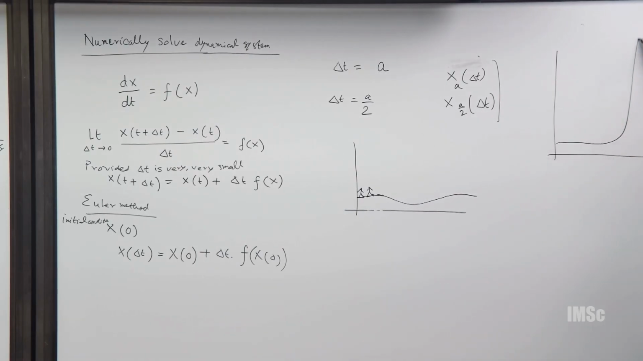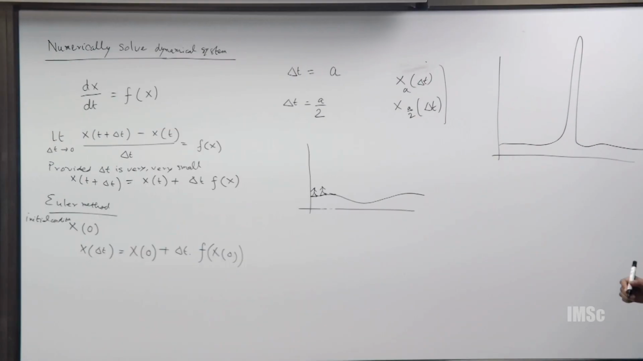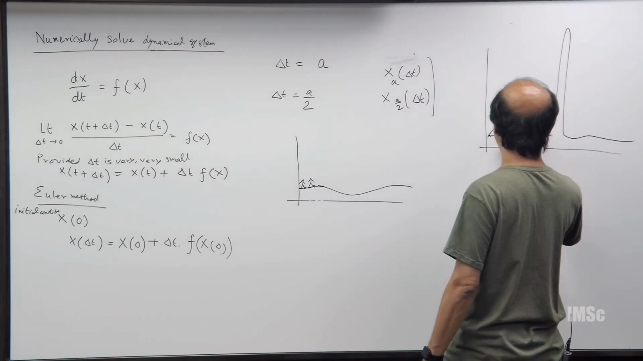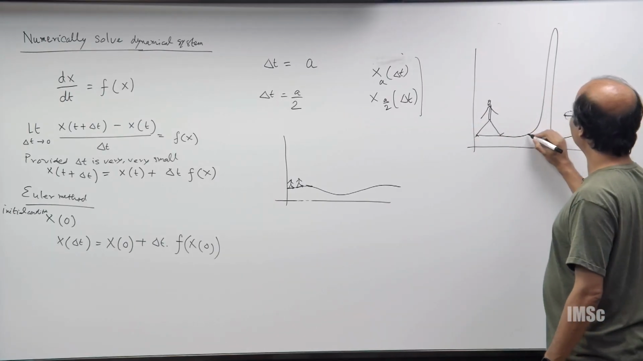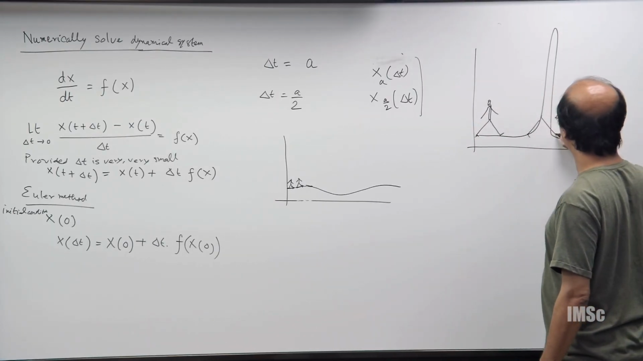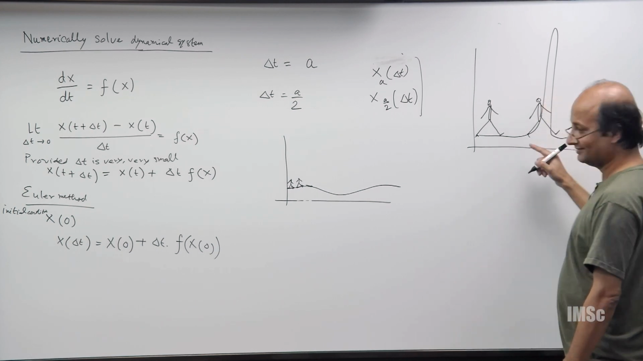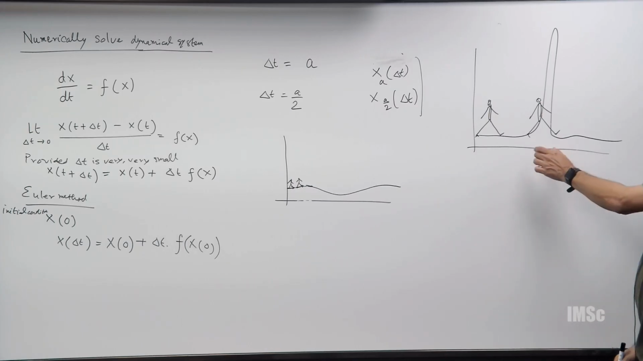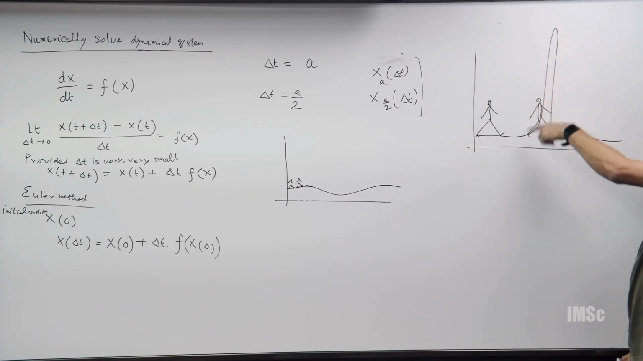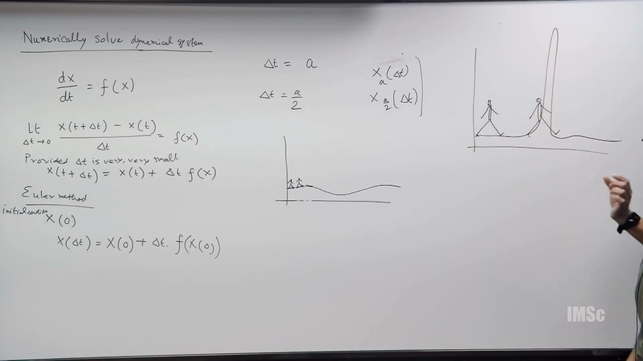you have something like this. Now suppose you are taking steps like this. You come here and you take a step which takes you from here to here, you completely miss this spike. So you have to ensure that your delta t has to be smaller than any large sudden or any quick changes that happen in the system.